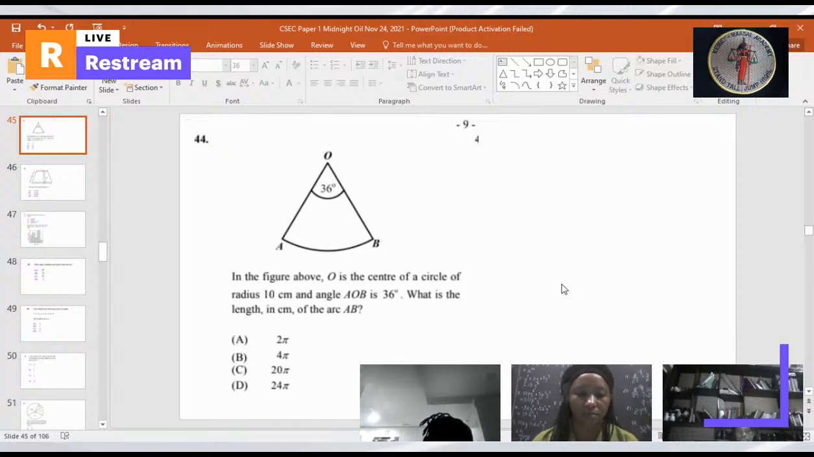Okay, so we're finding the length of an arc. So they want the length of the arc, which would be a fraction of the circumference, right? Yes, miss.